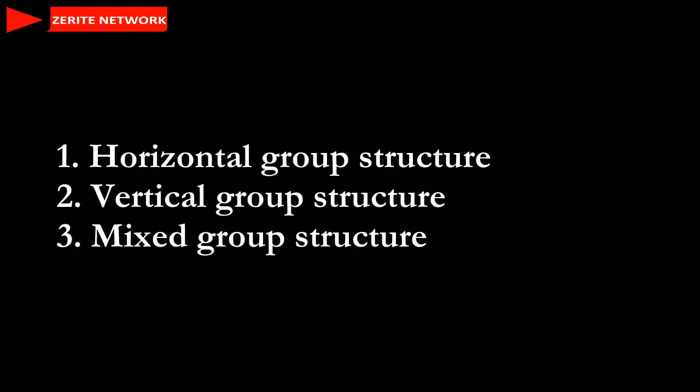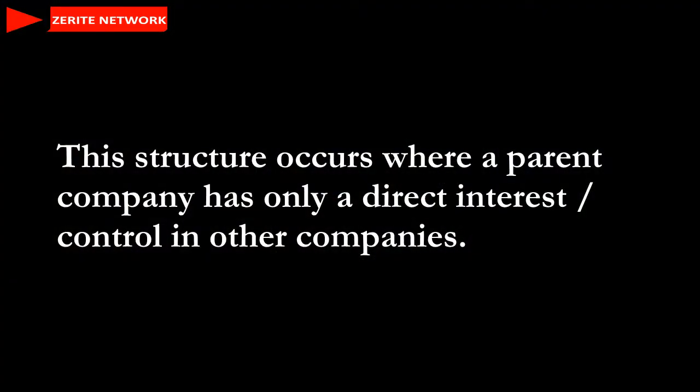Now, there are three ways in which that can go. Number one, you can have horizontal group structure. Number two, vertical group structure. And number three, mixed group structure. Let's start with the horizontal group structure. This is where a parent company has only a direct interest or control in other companies.